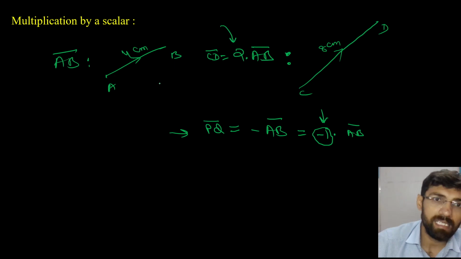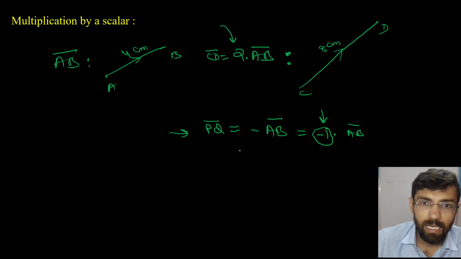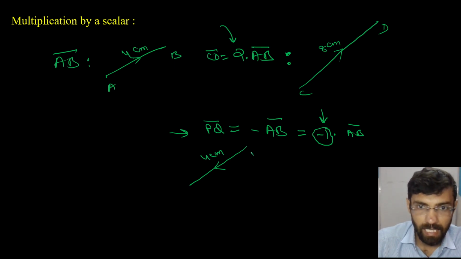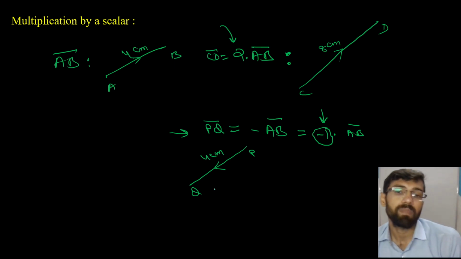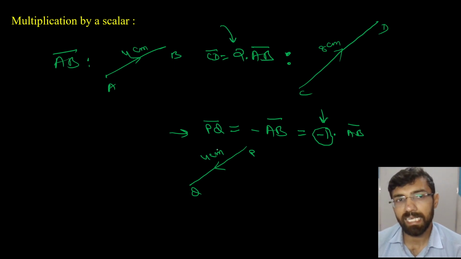If your AB vector goes this way from A to B, then my PQ vector, lengthwise, will be exactly the same as AB, 4 centimeters only. PQ vector means I have to start from P and end at Q. So what we can see is, when I multiply with a negative sign, the direction gets opposite. So this was the second concept. If you understood what happens when I multiply with any constant and what happens when I multiply with a negative sign, these are the two concepts.